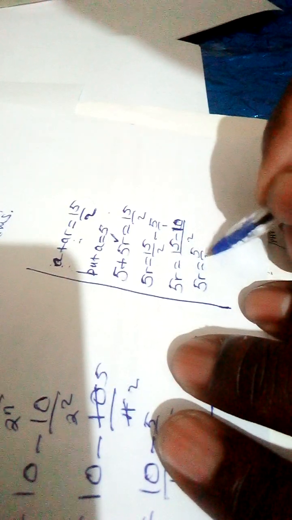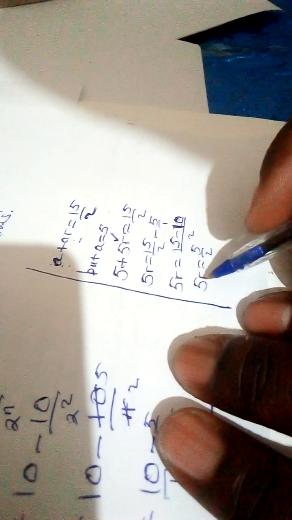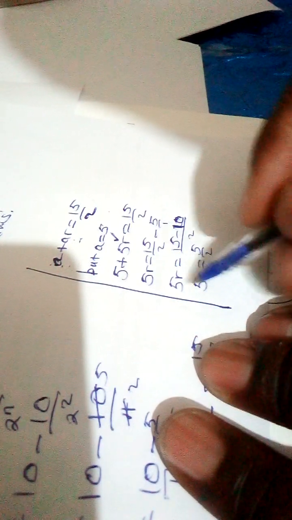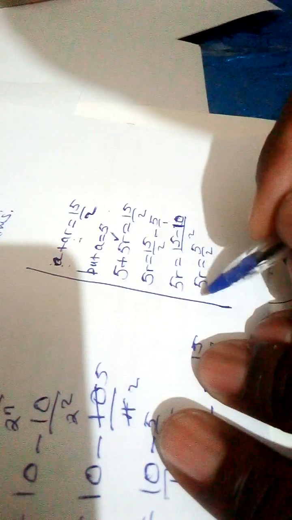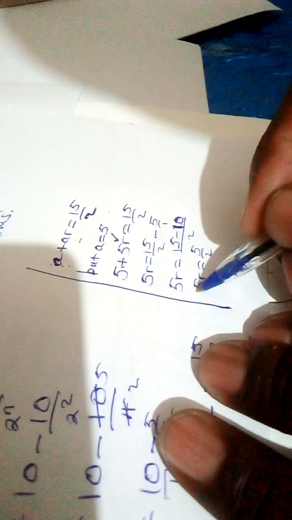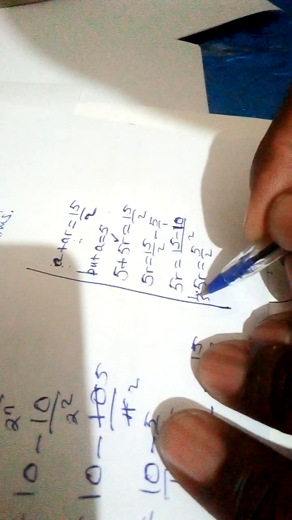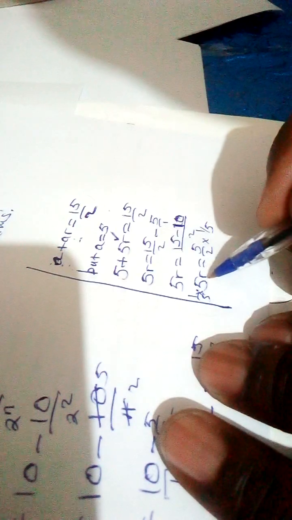So 5 over 2. Here we can actually multiply by the reciprocal of 5, which we know is simply 1 over 5, on both sides. So we're going to multiply by 1 over 5 here. Also here we multiply by 1 over 5, so that we get rid of this 5 and just remain with the r. If you multiply 1 over 5 times 5, it will give us 1. 5 into 5 is 1. So 1 times 1 is 1. Okay? So 1 times r is just r.